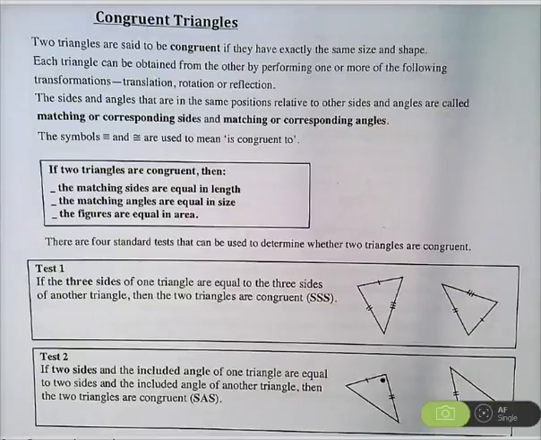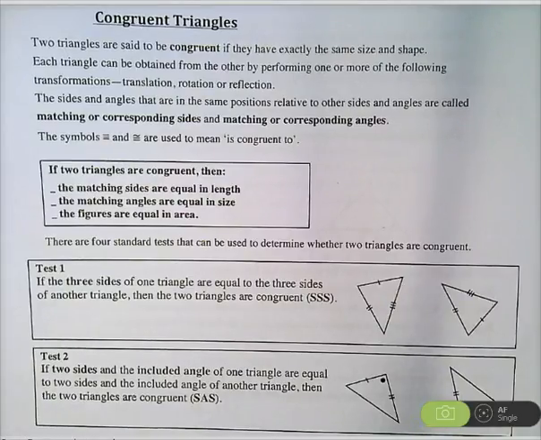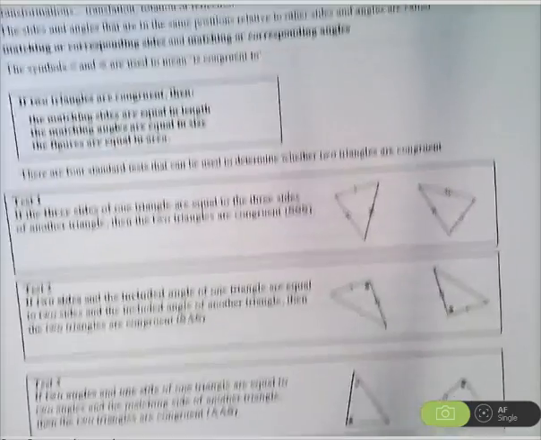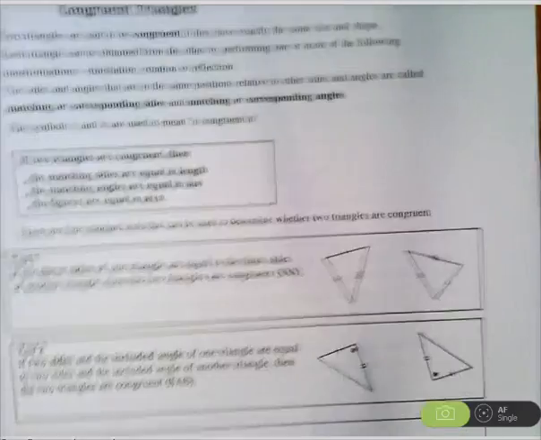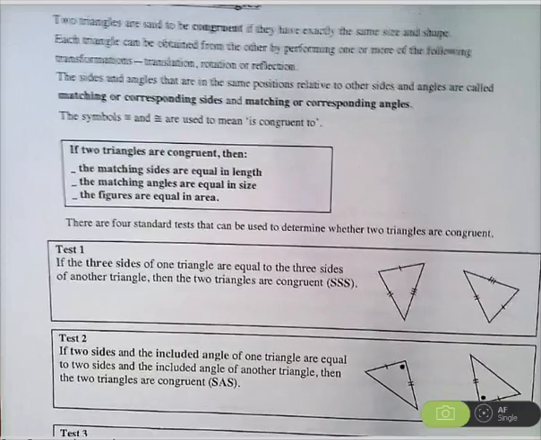Now, this is page 6 of the booklet. Okay? Okay, page 6 of the booklet, congruent triangles. Now, we did look at the four tests for congruence last lesson, and I've just shown them there, but I'm just going to read through this sheet, so we can go through it again.